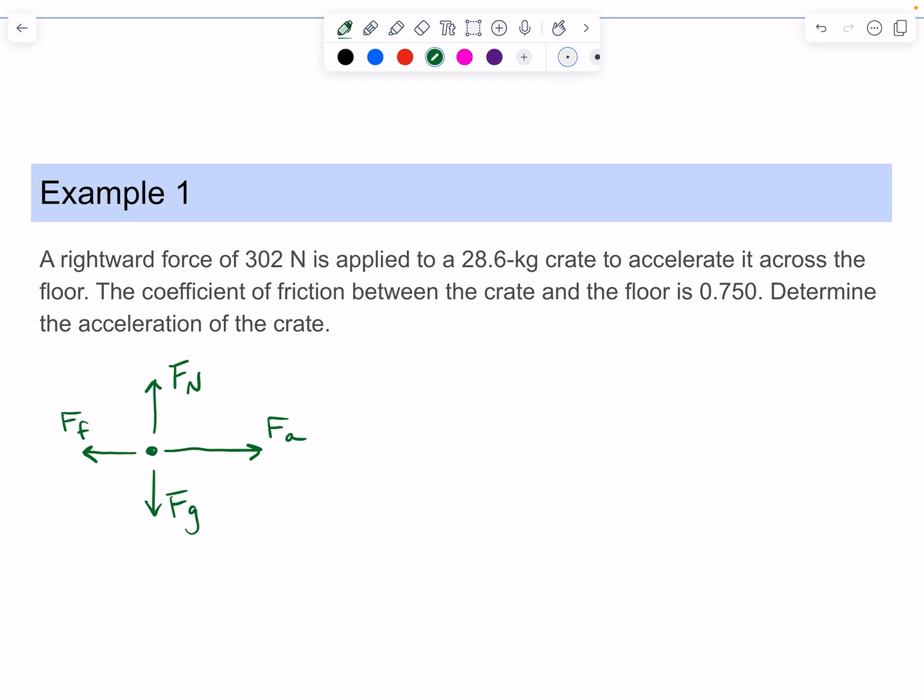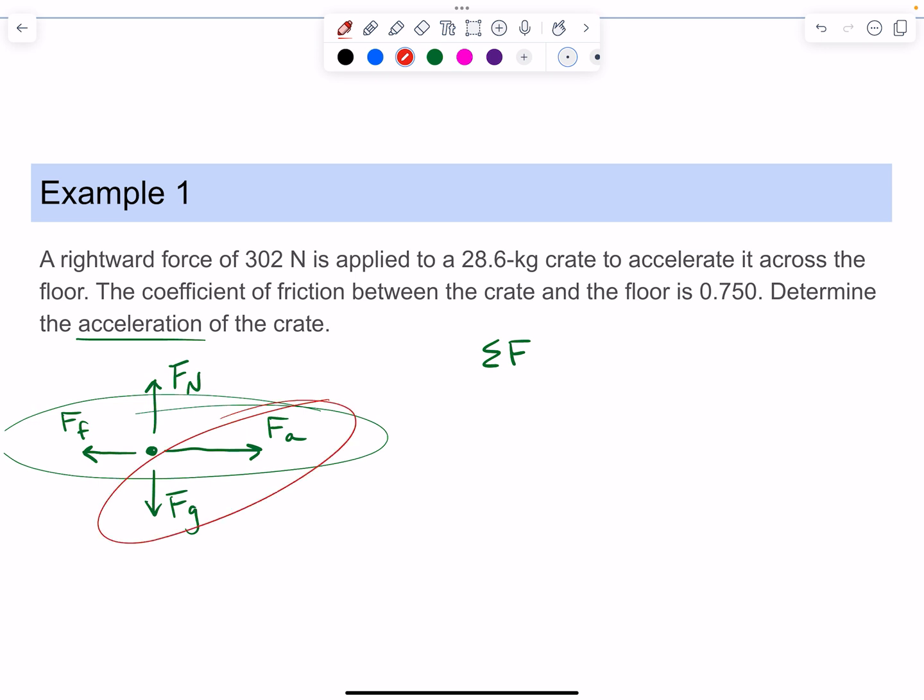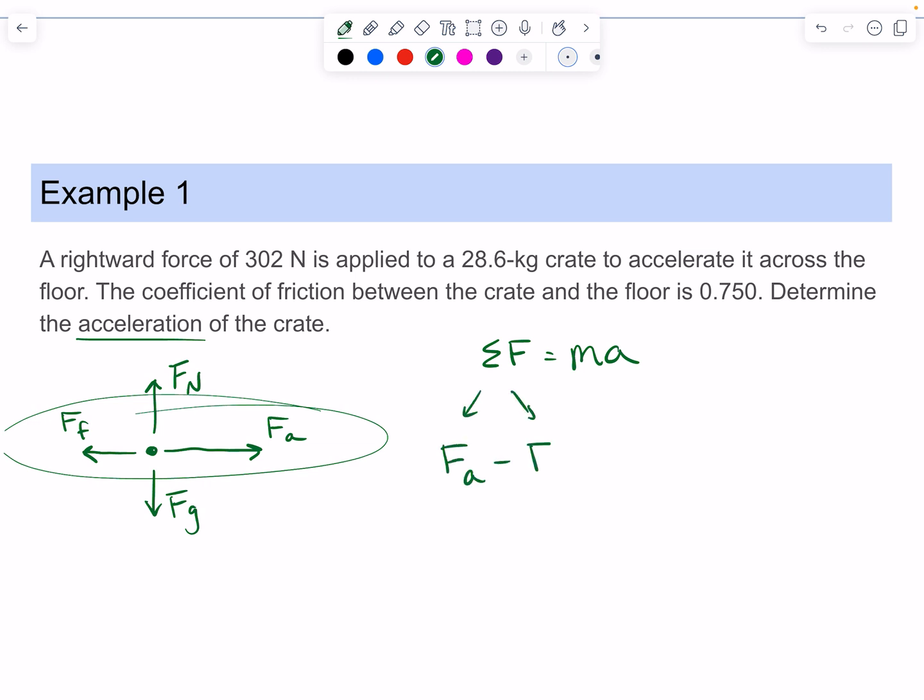Now, if I'm trying to find the acceleration of the crate, if it's moving in the horizontal, I'm going to look at the forces acting in the horizontal. Now, applied force and frictional force are, like I said, conveniently acting on the same plane, so we can use them in the same equation. We can't, for instance, use applied force and gravity in the same equation because they're not on the same plane. So I'll set net force equal to ma. Break this up into the force in the direction of motion minus the force opposing motion.